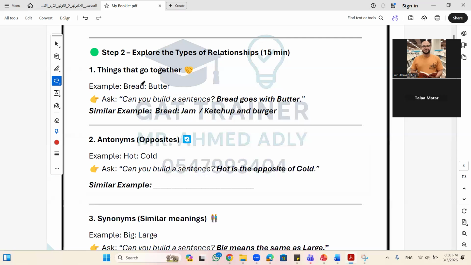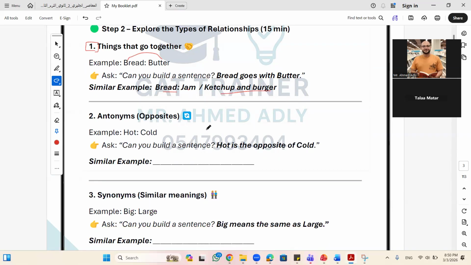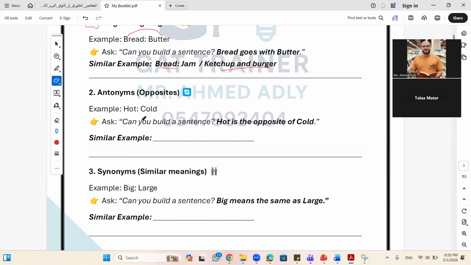All right. For example, the first relationship, which you don't have to memorize as long as you're able to build the analogy sentence: things that go together, like bread and butter. Bread goes with butter, like bread and jam, like ketchup and hamburger. Number two, antonyms, opposites, like hot and cold. For example, hot is the opposite of cold.